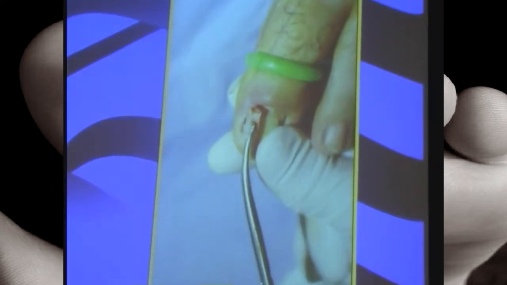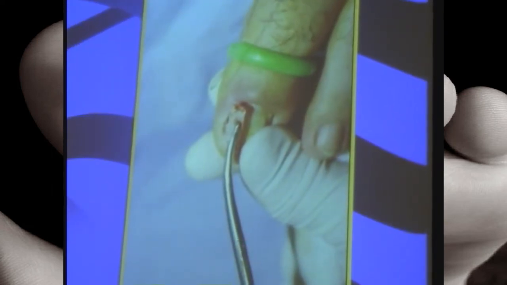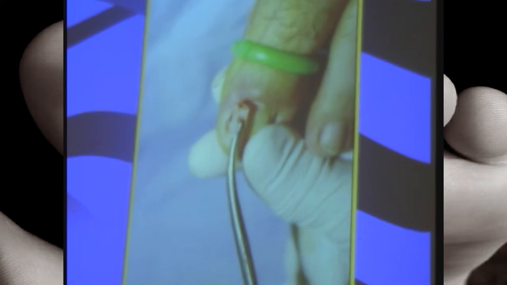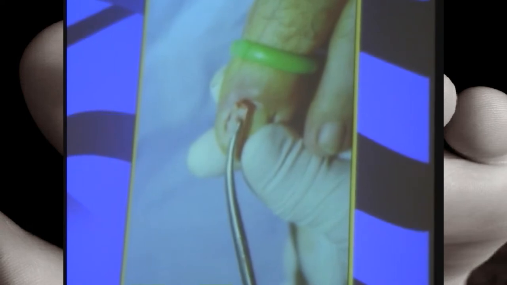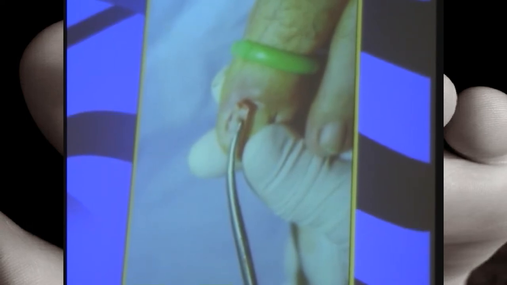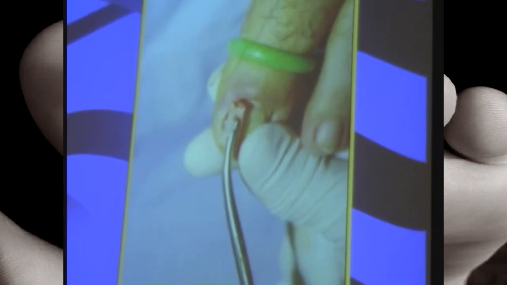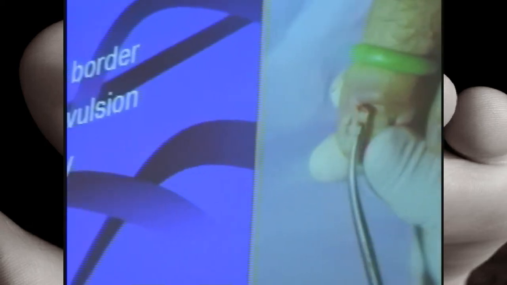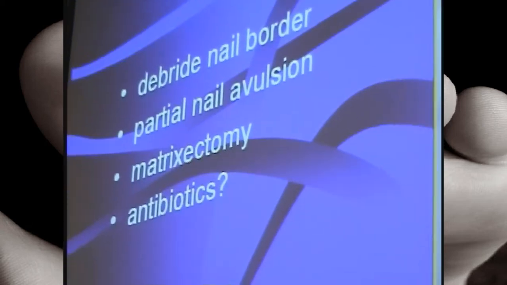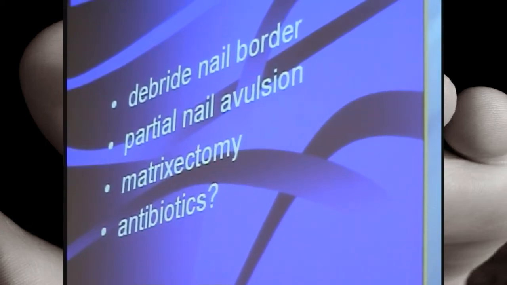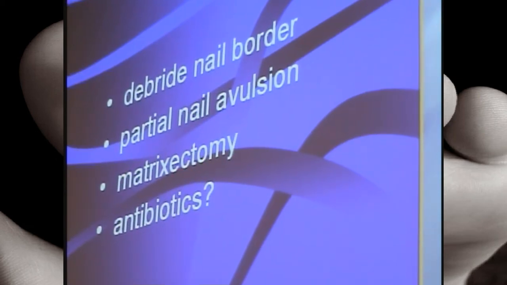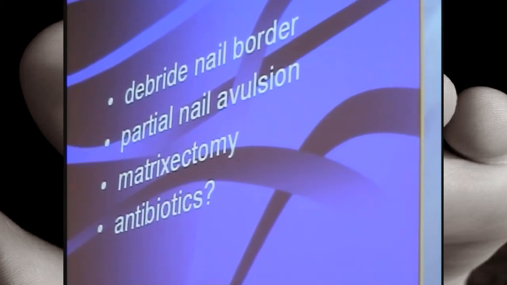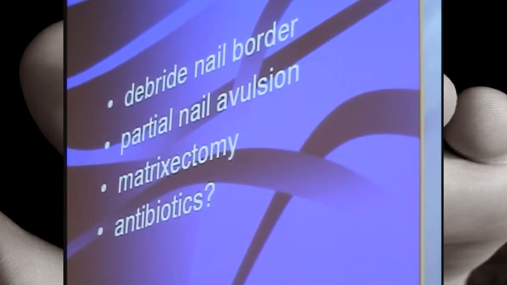You numb the toe back here, make the whole toe numb, you put a tourniquet, and you do a matricectomy. You take out the toenail and put phenol, which is a cauterizing agent, and that will prevent that corner from growing back. The nail plate keeps growing, but just that corner will not grow anymore. That's actually the best permanent way to do it.